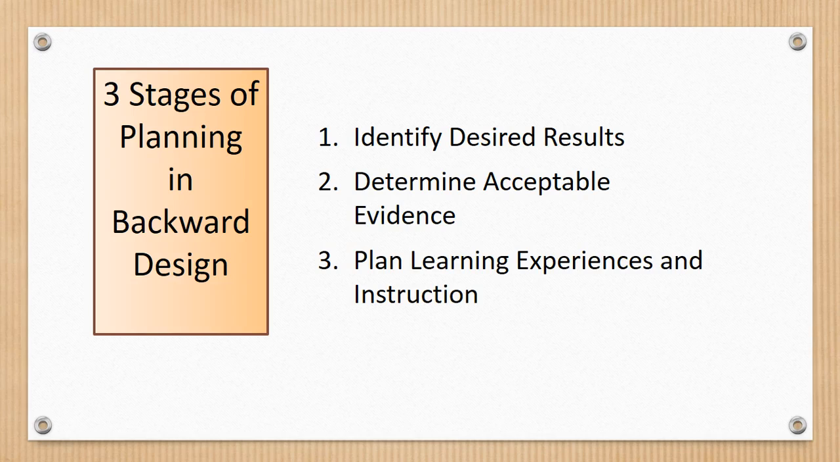So what are the stages of backward design? There are 3 stages, and in fact, backward design does have some similarities to the ADDIE model, but it has only 3 stages. The first is identifying the desired results or outcomes, the second is to determine acceptable evidence, or the assessment portion, and then the third is to plan learning experiences and instruction, so that being the teaching and experience portion for the students.